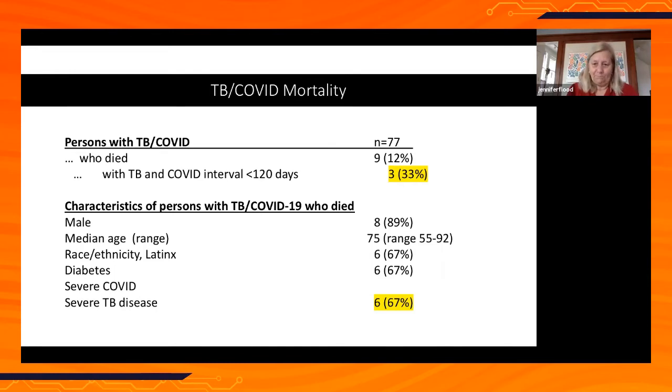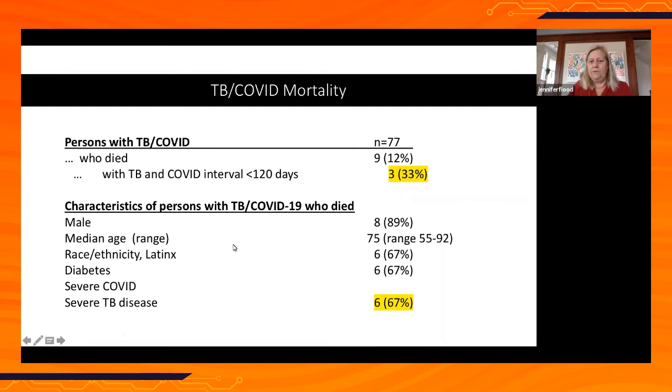So I'm going to go ahead and now go a little deeper into what I've just summarized, the mortality and the populations. So when we look again at those 77 persons, we saw that 12% died. And if we look at those who had TB and COVID within 120 days of each other, 1/3 died. So that's a much higher mortality than the 2% that we see across the spectrum of COVID.